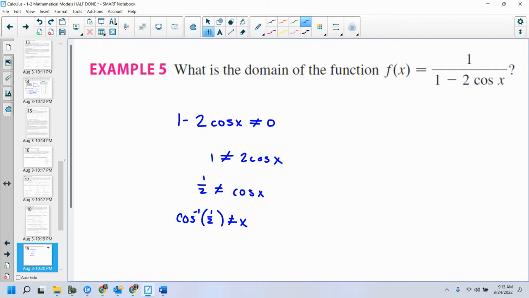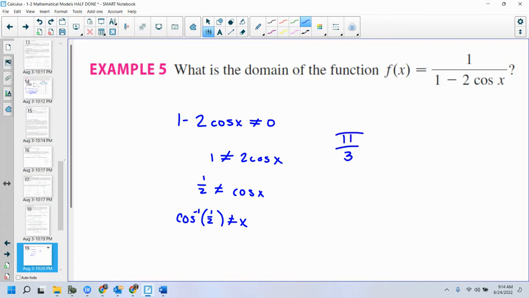Now, you've got to think about it this way. You're looking for the angle that has the x or y value. Which one? The x value. You're looking for the angle that has the x value of 1/2. Anybody remember what that is? Ooh, you guys are good. In radians, what would that be? Pi over 3.